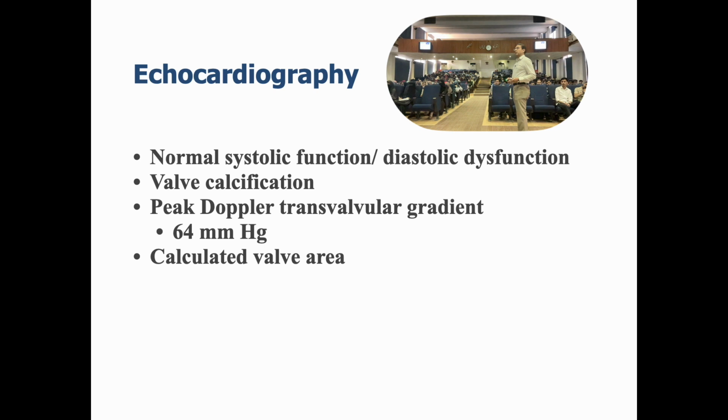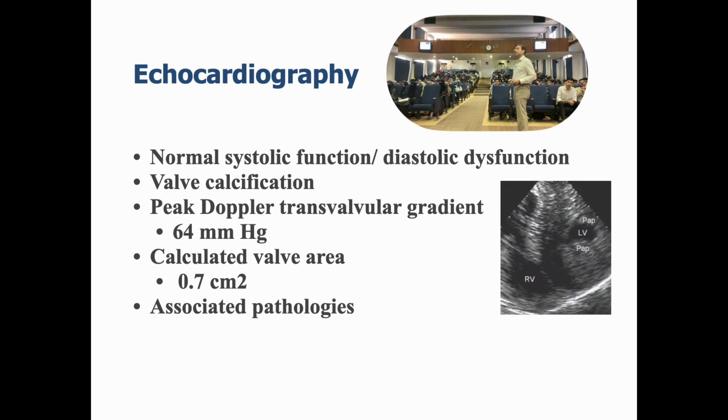We can calculate the valve area. It was 0.72 centimeters. You can pick up associated pathologies on echo. For this patient, we did not have any. So this is the echo. You can see the LV cavity size and compare it with the RV cavity size. This is a thickened muscle around it.